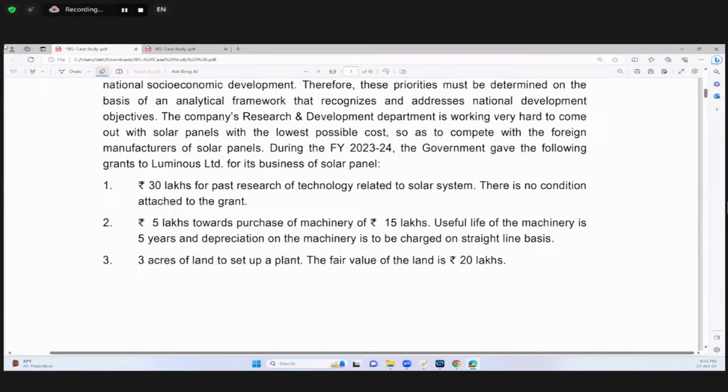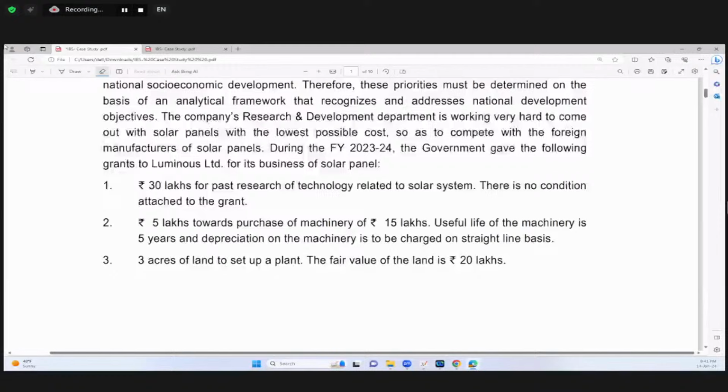In the second part, 5 lakh towards purchase of machinery is there, the useful life of the machinery is 5 years and depreciation on the machinery is to be charged on a straight line basis. Here, a condition is not mentioned, but an automatic condition is there. It is understood that if the government is giving a grant related to a non-current asset, the entity will use it over a period, definitely more than 12 months beyond the reporting period. So in such a situation, the automatic condition is that till the time the machinery is used, the grant will be applicable to you, and your accounting for the grant is to be taken care of.